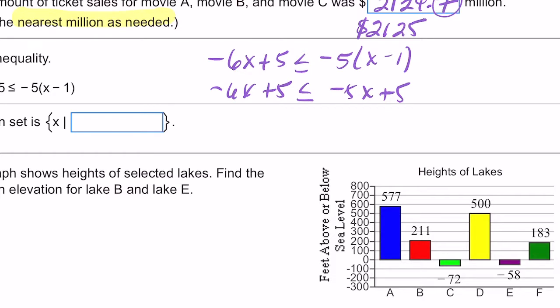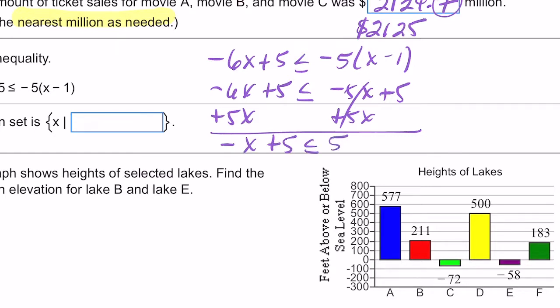And then I would want to get x by itself. So I'm going to add 5x to both sides. And negative 6x plus 5x leaves me with negative 1x plus 5, which is less than or equal to 5. To get the x by itself, I need to subtract 5. So I would get negative x is less than or equal to 0.